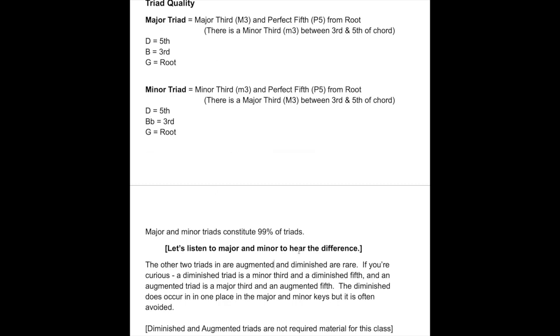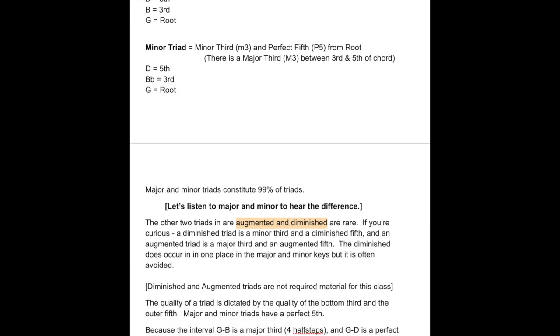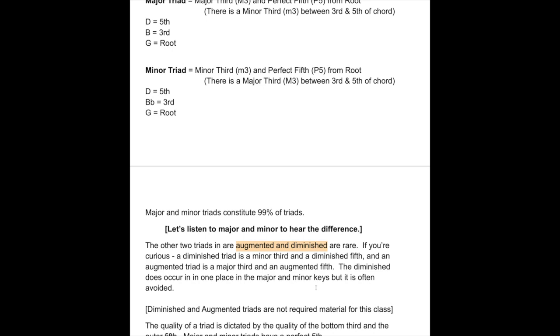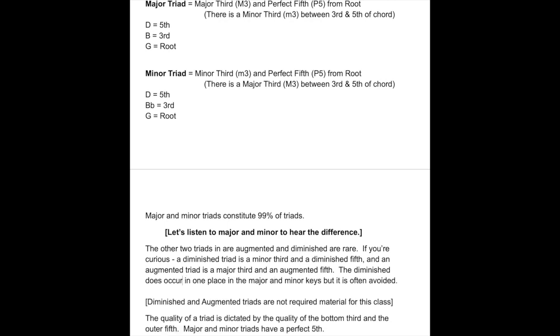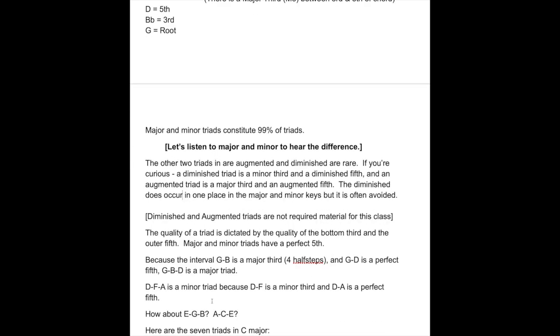So these other two triads, mostly for that reason, they don't have a perfect fifth. We don't really hear them very often. They're not in bold. They won't be on the test, but they do exist. In fact, when we look at the Roman numerals in a little while, you will see that the diminished triad does show up in one place in the major and minor keys, but it's often avoided or replaced. So let's move on.